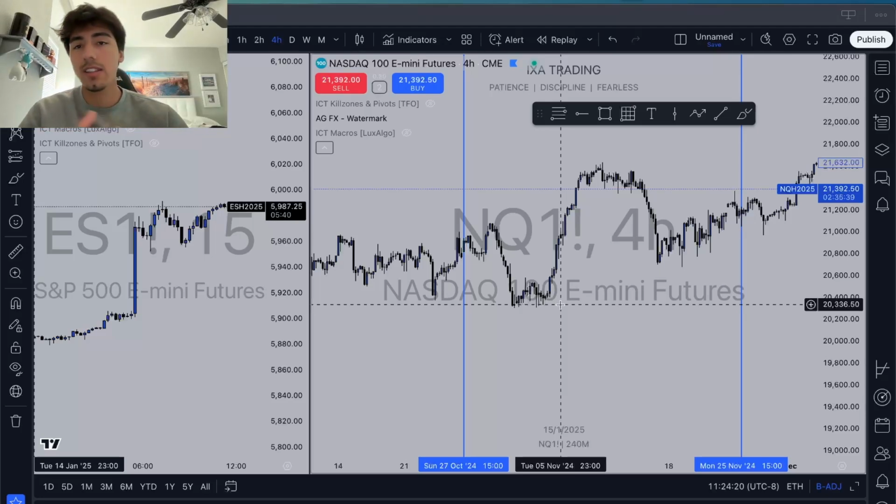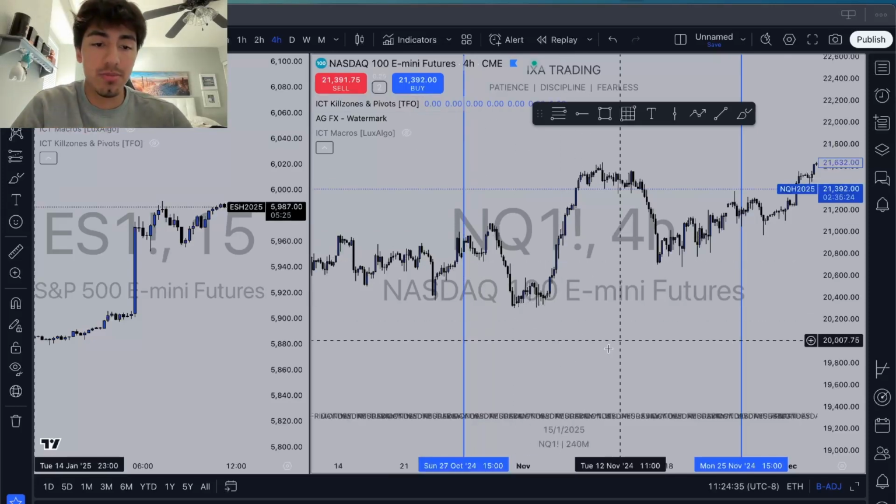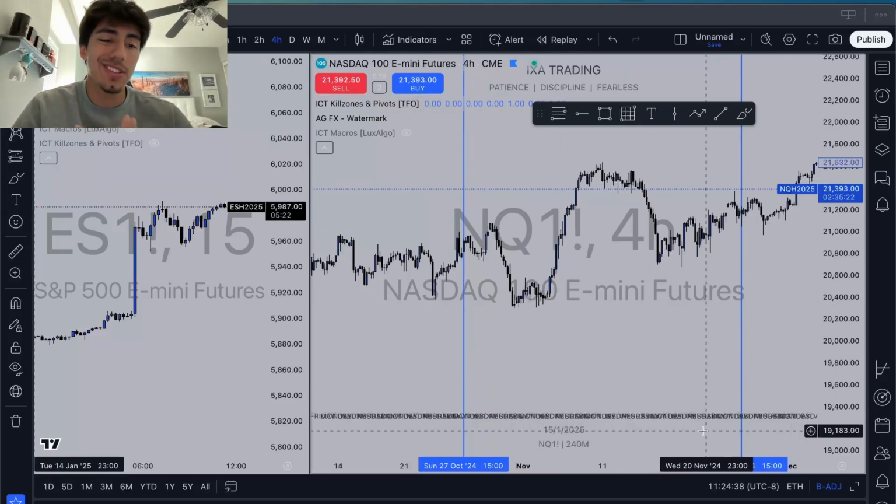I go through the weekly, the daily, the 4-hour, the 2-hour, the 1 hour, 30-minute, 15-minute. I see what's being respected, what fair value gaps are being held, what fair value gaps are not being held, what lows have been taken, what highs have been taken, especially looking at the session highs.